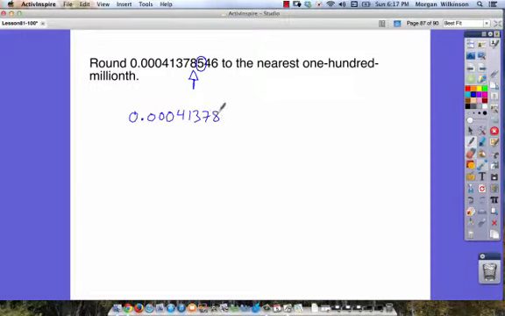So our answer is going to be 0.00041378. And by the way, can you say this number without saying 0.00041378? Use the technical terms for place value to say it. Go ahead, give it a try if you haven't already. Well, if you said 41,378 100 millionths, you would have been correct. 41,378 100 millionths.